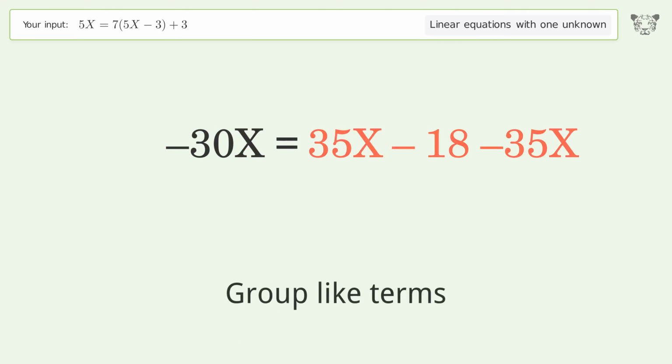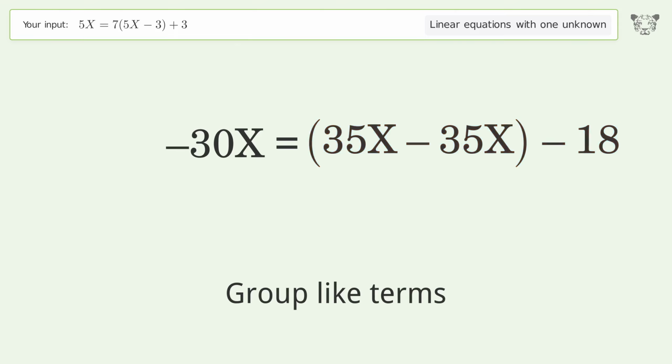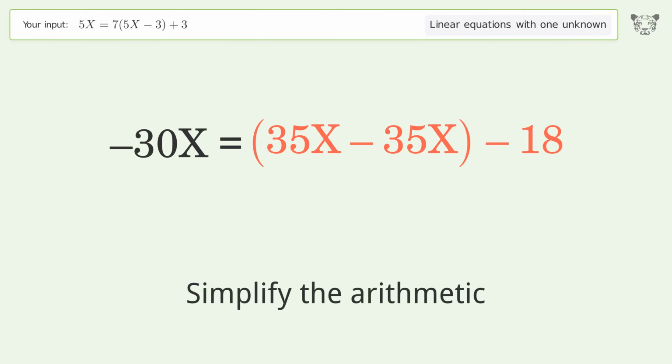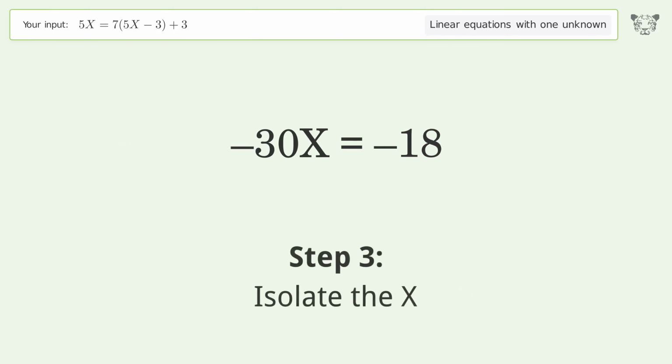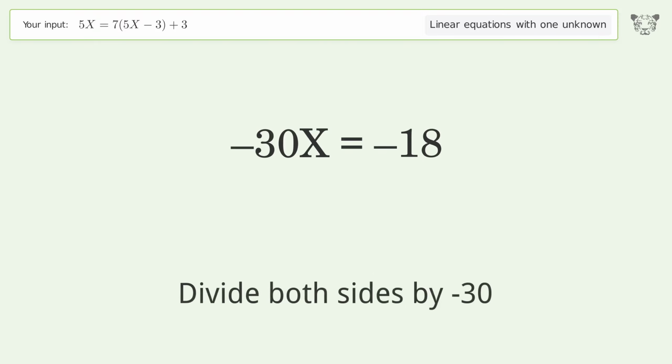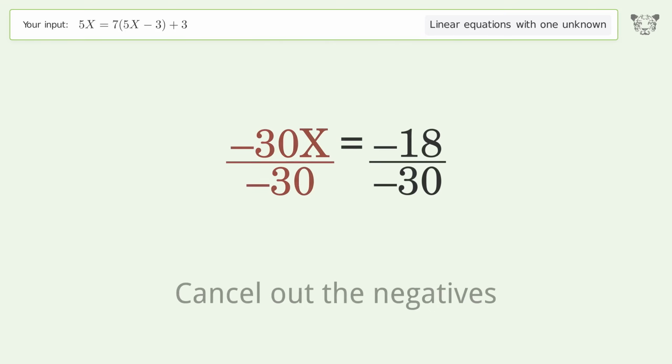Group like terms. Simplify the arithmetic. Isolate the x. Divide both sides by -30. Cancel out the negatives.